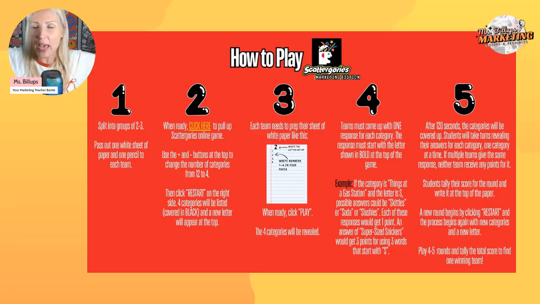Then I say, okay, add them up, write your number at the top for that round, circle it, and now start again. Turn the paper over, fold it over, 1 through 4. Here we go. We're going to start the new letter.